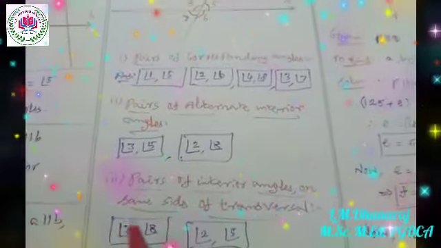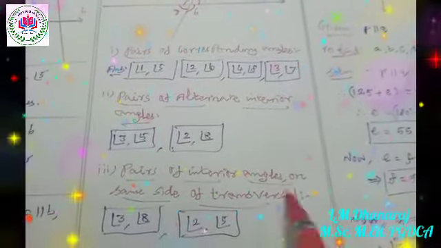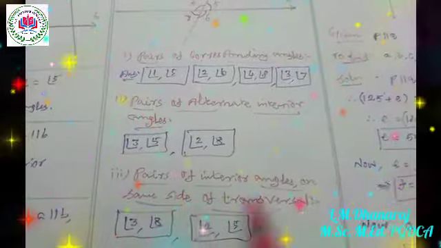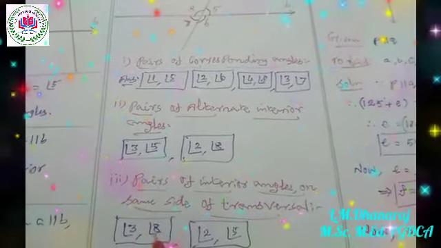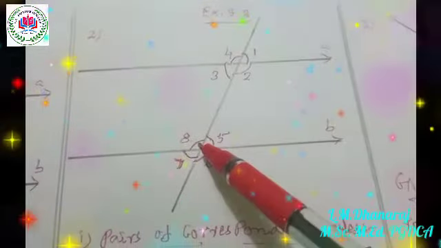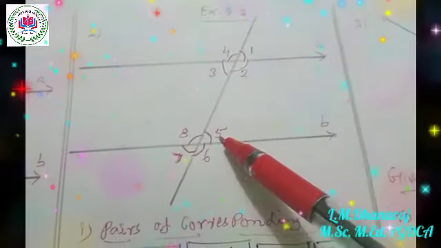Next one is pairs of interior angles on the same side of the transversal. On the same side of the transversal, 3 and 8, 2 and 5. So 3 and 8, 2 and 5. So these are on the same side.